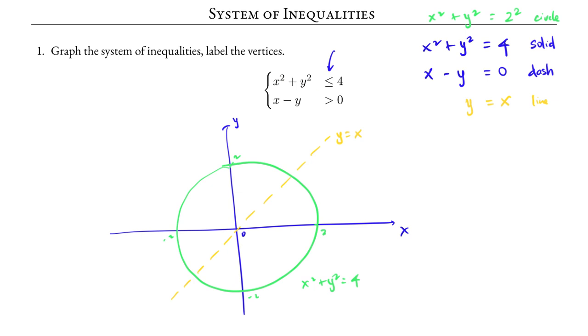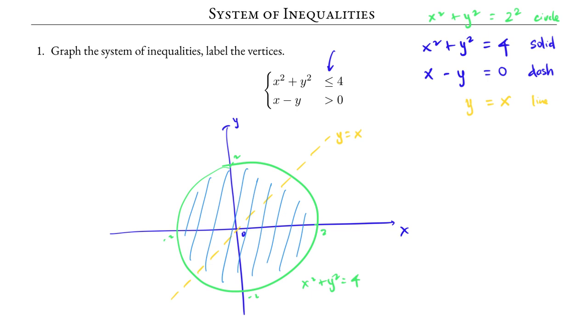Since x squared plus y squared is less than or equal to 4, we will shade everything that is inside the circle. That is how we shade the first inequality, x squared plus y squared less than or equal to 4.